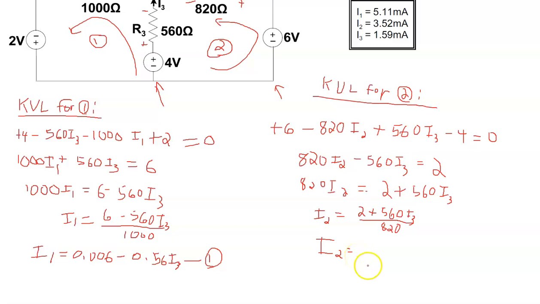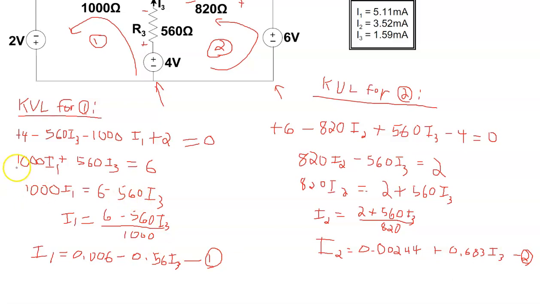And so yes, we're getting a decimal there, 0.00244, and you need to keep at least three significant digits. Plus 560 divided by 820 is giving us 0.683, and of course that's multiplied by I3, and we'll call that equation 2.